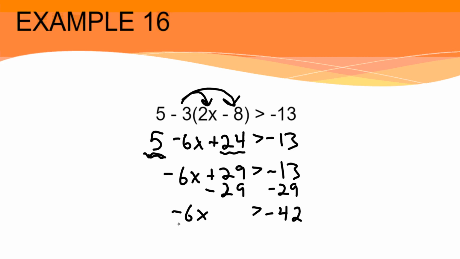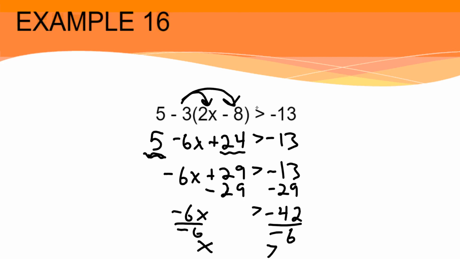Now I'm dividing both sides by negative 6. That's my last step. The inverse operation of multiplying by negative 6 would be dividing, so I have to divide the other side by negative 6. I get x on the left. Negative divided by a negative would cancel and it'd be positive. 42 divided by 6 is 7.